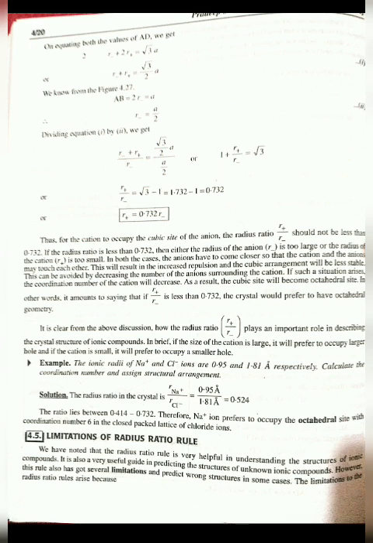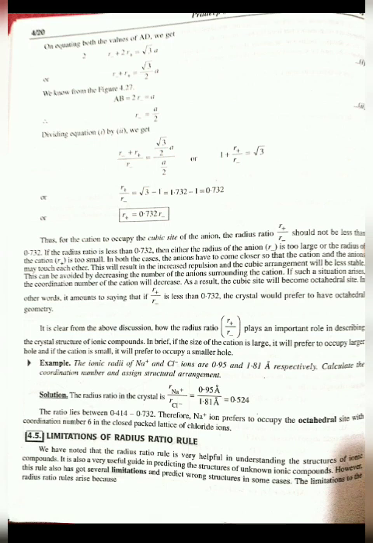It is clear from the above discussion how the radius ratio R positive upon R negative plays an important role in describing the crystal structure of ionic compounds. In brief, if the size of the cation is large, it will prefer to occupy a larger hole, and if the cation is small, it will prefer to occupy a smaller hole.